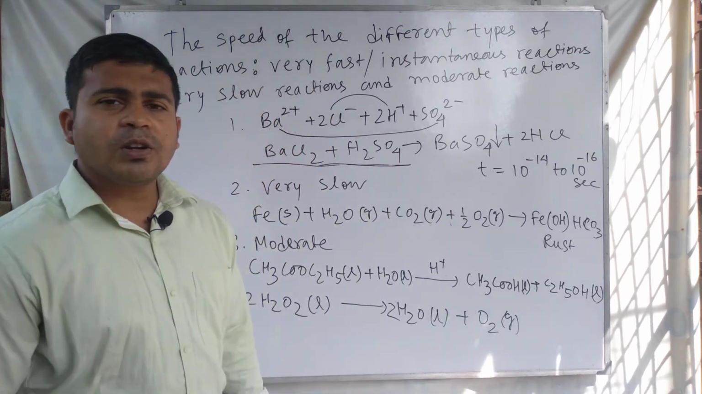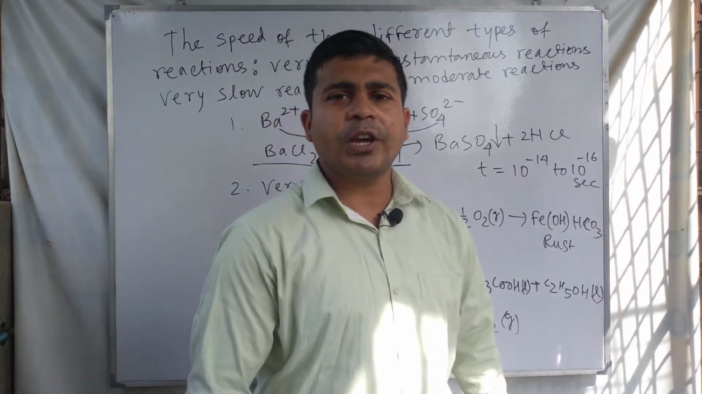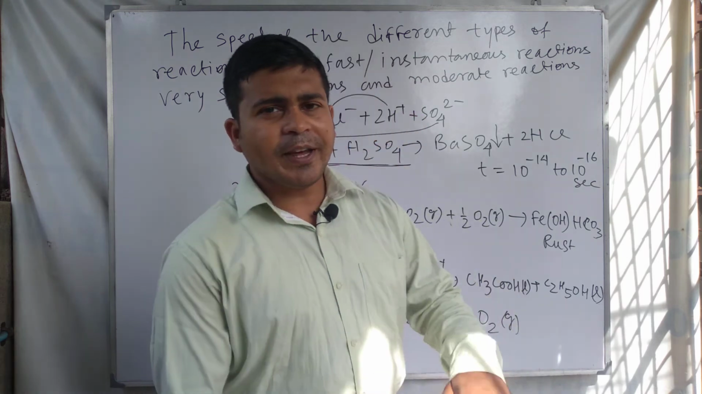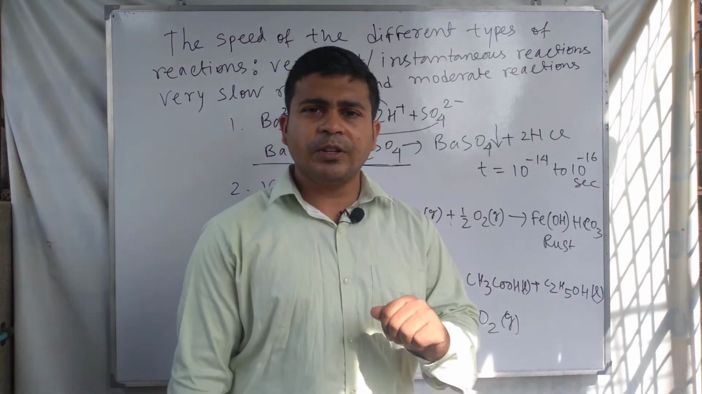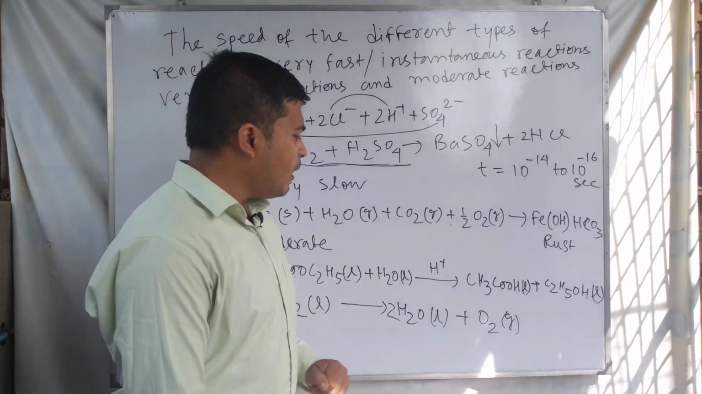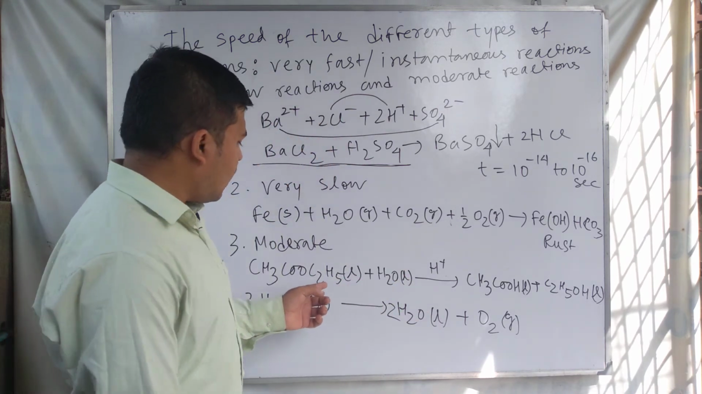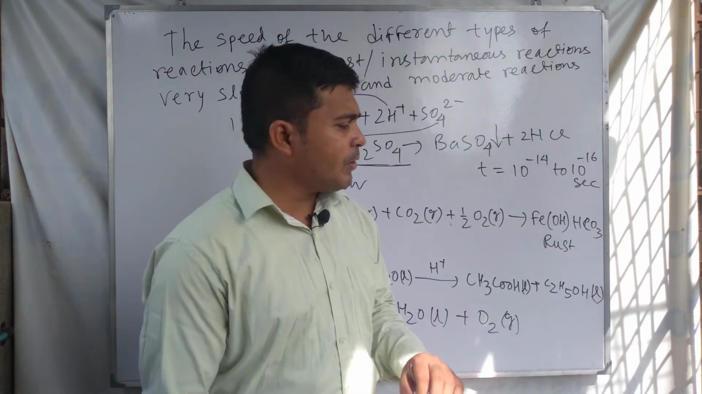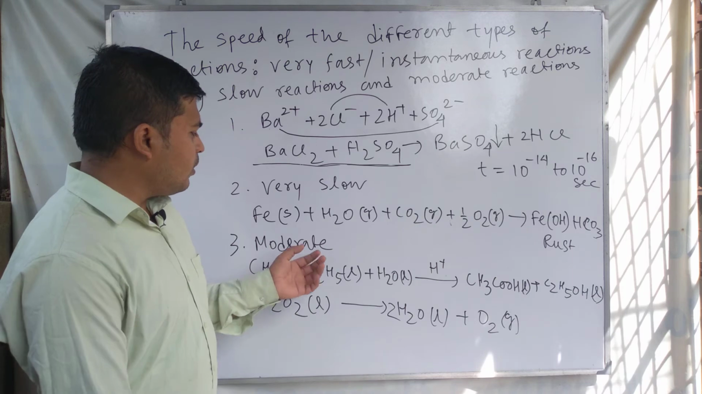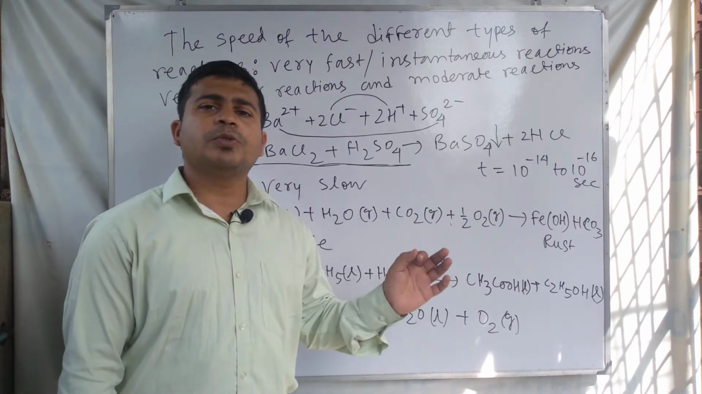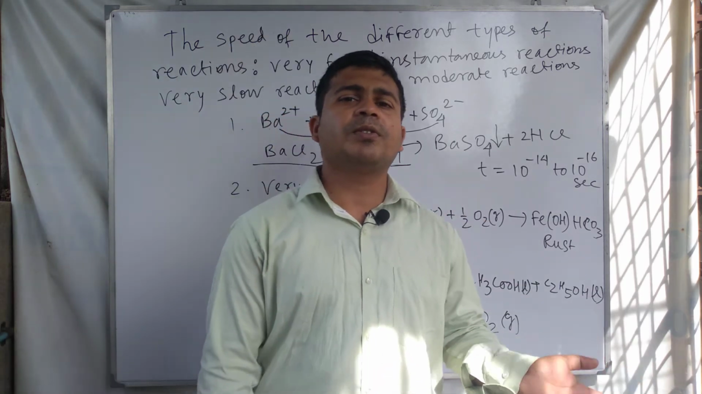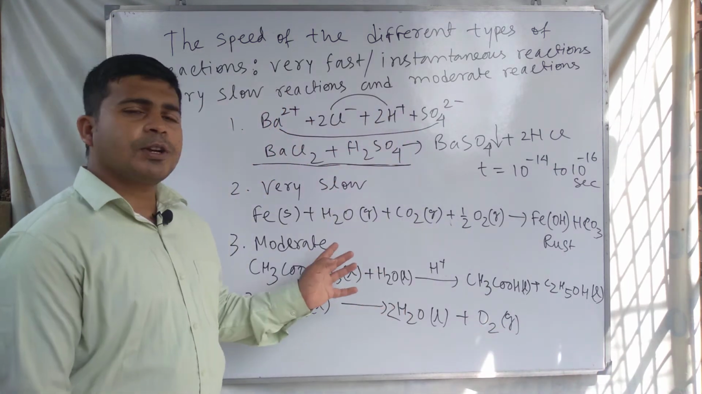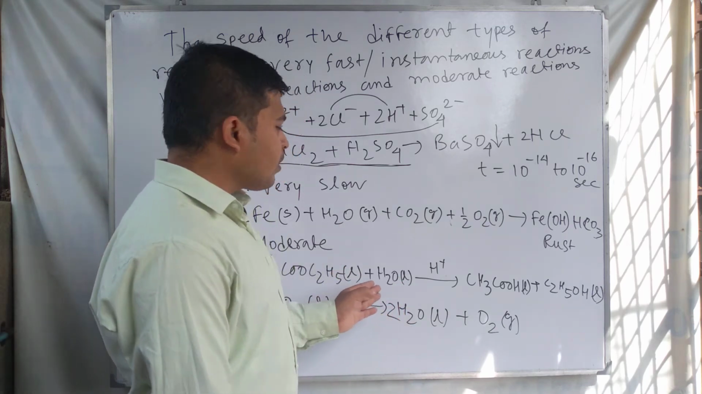And the third category based on speed is the moderate rate reaction. A moderate rate reaction is one that is not very fast, not very slow, but moderate. An example of this is hydrolysis of ethyl acetate, hydrolysis of ester. In this case the reaction is completed within 30 minutes to 1 hour. So this type of reaction is called a moderate rate reaction, like hydrolysis of ester.